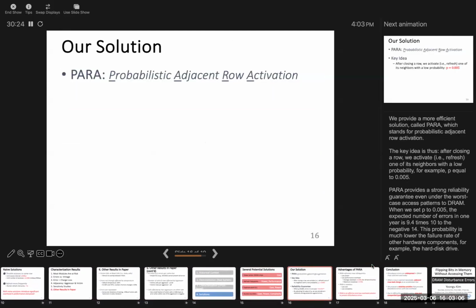Okay, probabilistic adjacent row activation. So basically what they do is, whenever a row is activated and after that it is closed, upon closing any row, they refresh. Remember in the previous slide, if you increase the refresh frequency, which basically means decrease the refresh interval, then you can decrease the number of errors. So what they suggest is that whenever any row is closed, you refresh one of the adjacent rows on both sides with a low probability.